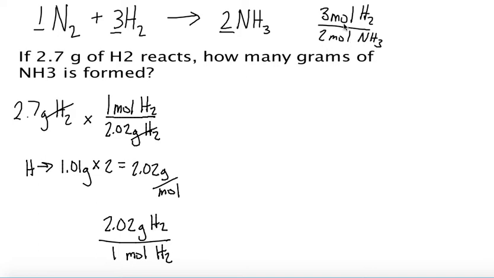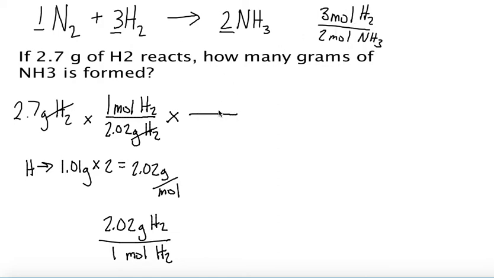But now that I'm in moles of H2, I can convert into moles of NH3 because I've got this conversion factor here that relates moles of H2 and NH3. So what I'm going to do is multiply by this conversion factor here, and that's going to tell me how many moles of this I have. And then once I know how many moles of this I have, then I can, just like I did here, convert that into grams of NH3 using the periodic table. So let's plug this in down here.